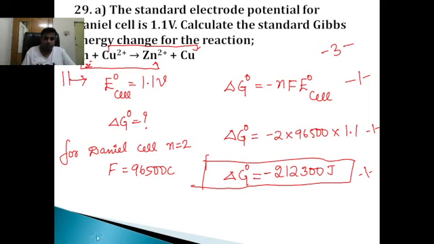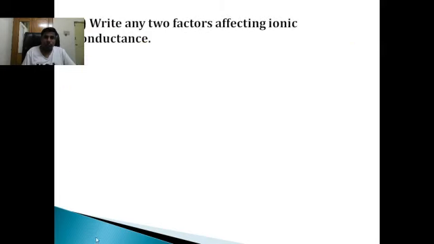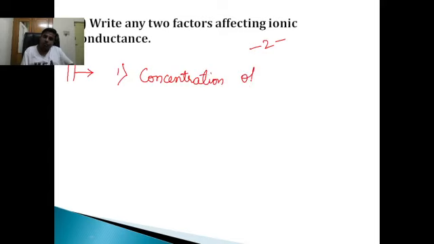That's good. Next question. Sub question for 2 marks might be, write any 2 factors affecting ionic conductance. What are the factors that affect ionic conductance? There are so many factors like concentration of the solution, or concentration of the electrolytic solution. This is one factor. Second factor is temperature.